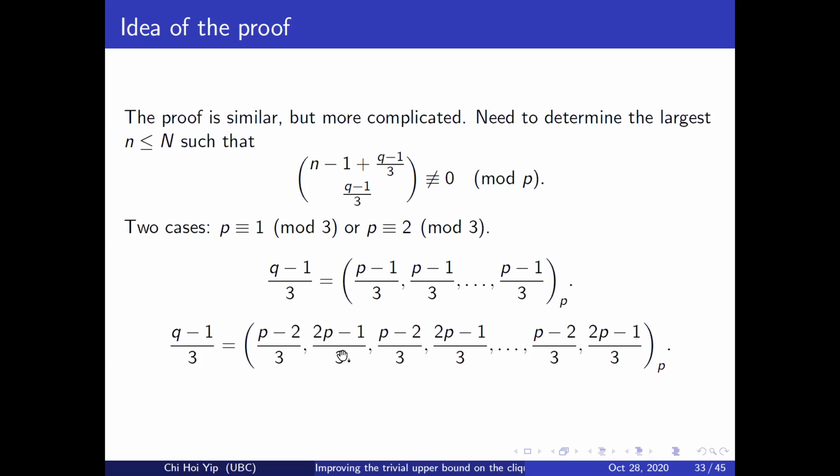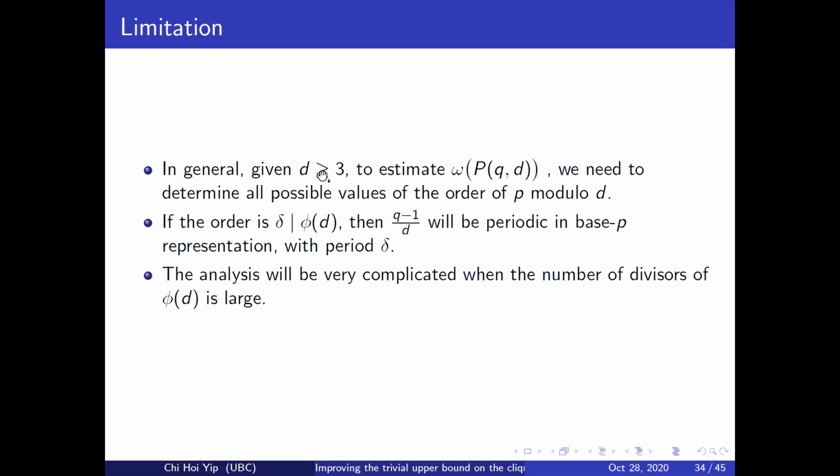So to prove this theorem, we just need to separate the problem into two different cases, and for each case we try to find this kind of little n. Okay, and the next question is whether this kind of idea can be generalized to generalized Paley graphs with D greater than 3.